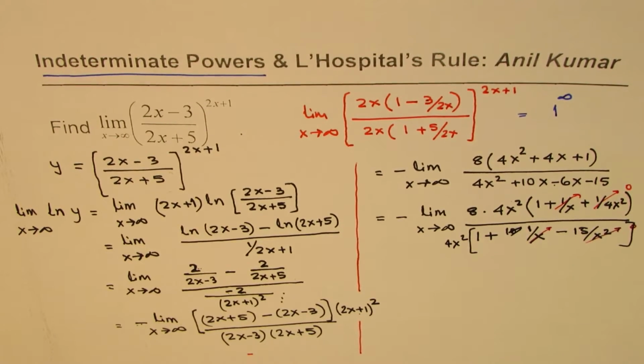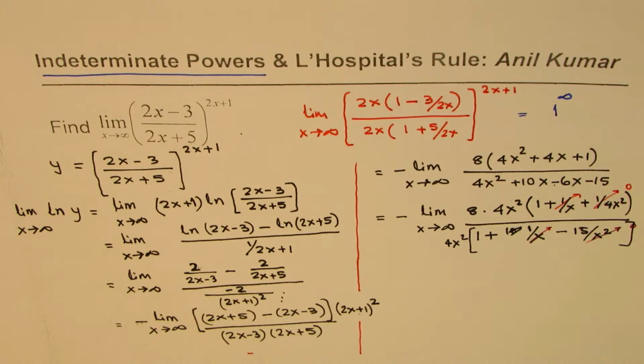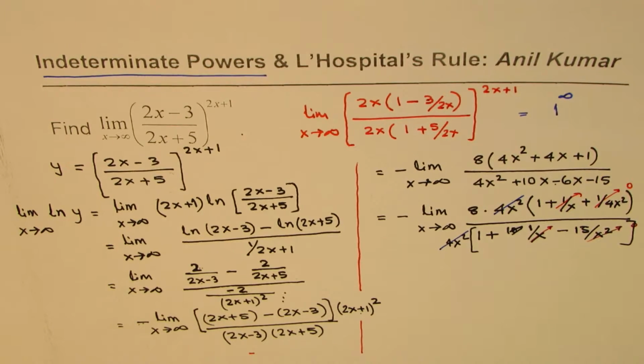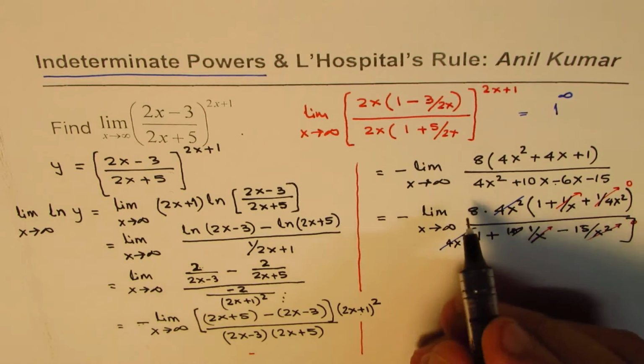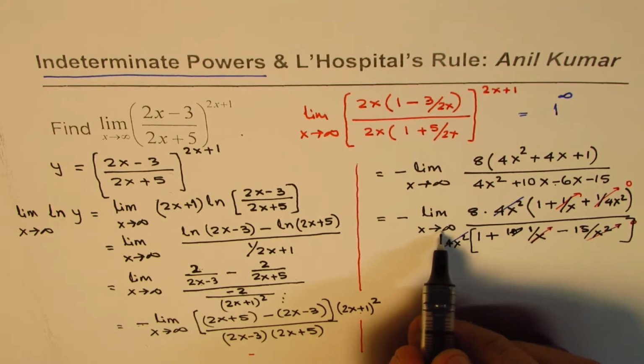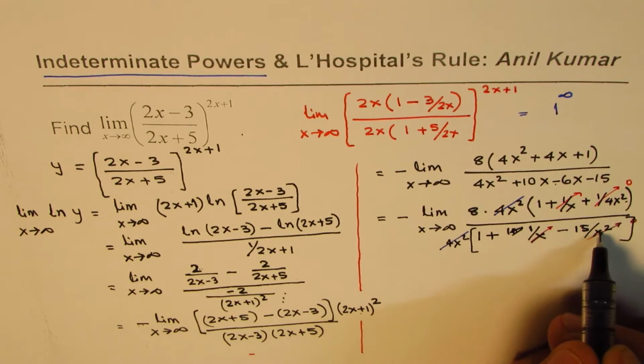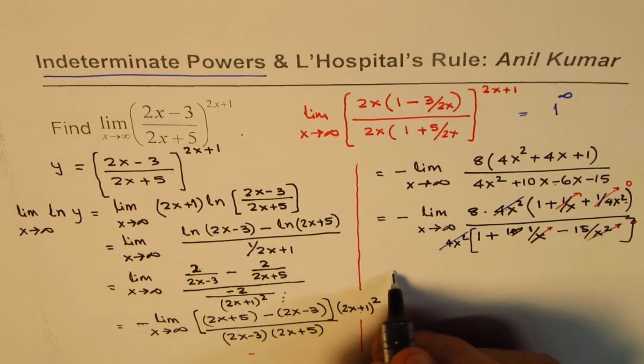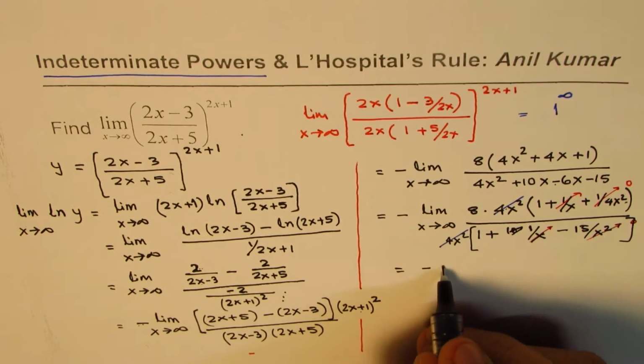And at this stage, 4x and 4x gets cancelled. 4x squared and 4x squared gets cancelled. So this gets cancelled. Is it okay? Now we are left with, so as x approaches infinity, these 4 terms are 0. So we are left with, and these cancel out. So we get minus 8.